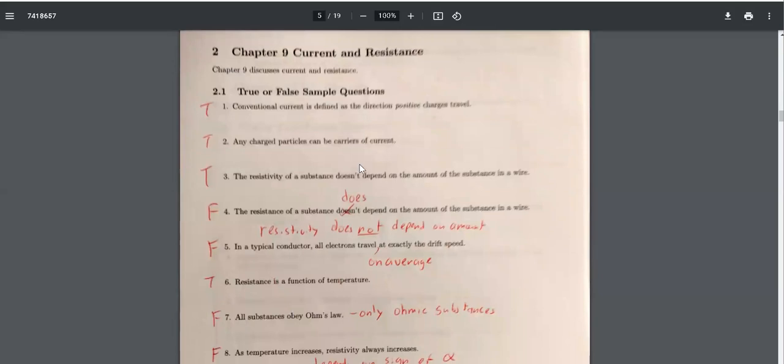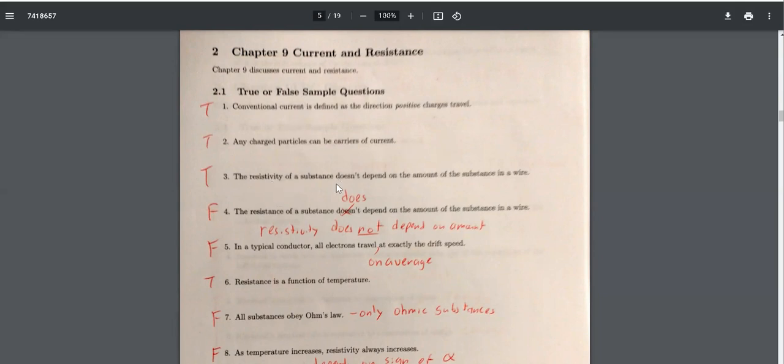Now this chapter is really easy. It's extremely straightforward. Let's go over these. Conventional current is defined as the direction that positive charges move. Any charged particle can be a carrier of current. So in real metals that we actually use as conductors, it's almost always electrons. But in general, you could have any charged particle carrying the current.